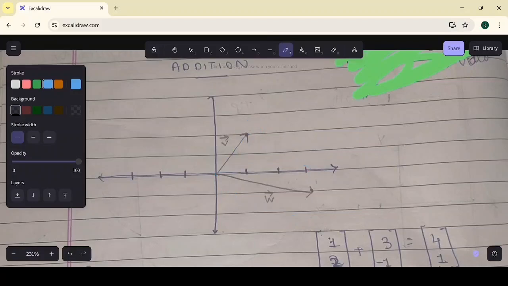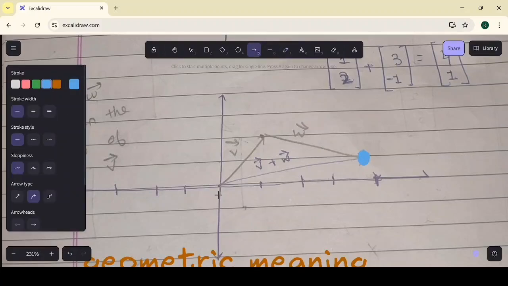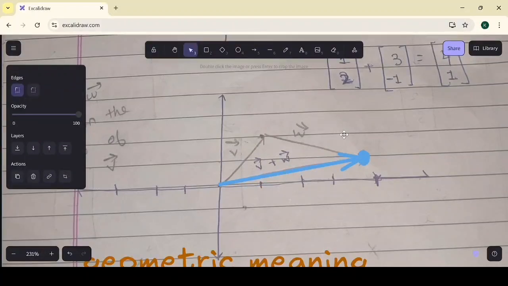Here, I'll show you. See, I moved this w to the tip of the v vector, and then I just mark the point where my journey ends, and then I draw a vector to that point. This would be the addition of these two vectors.